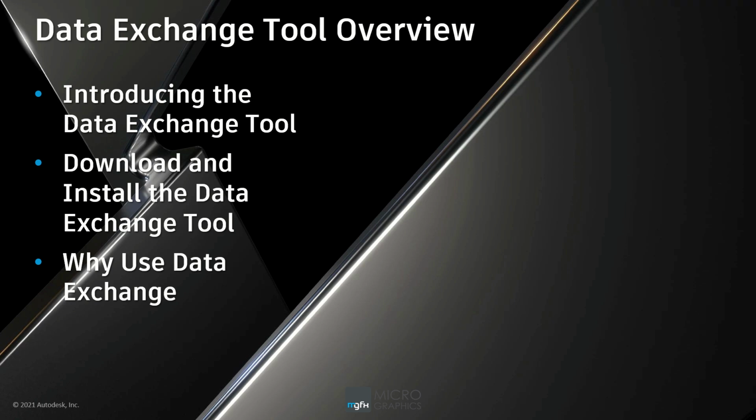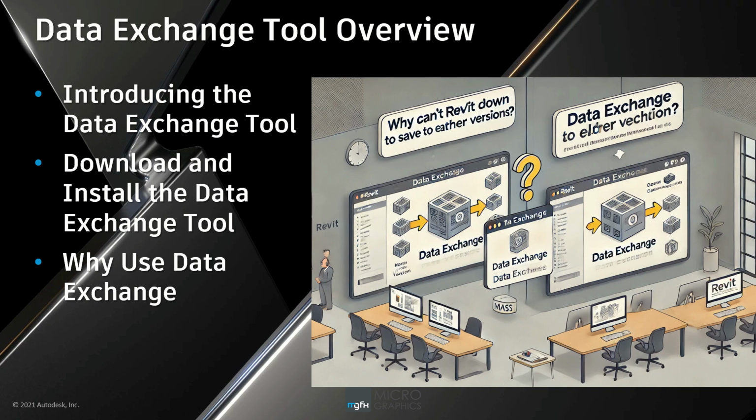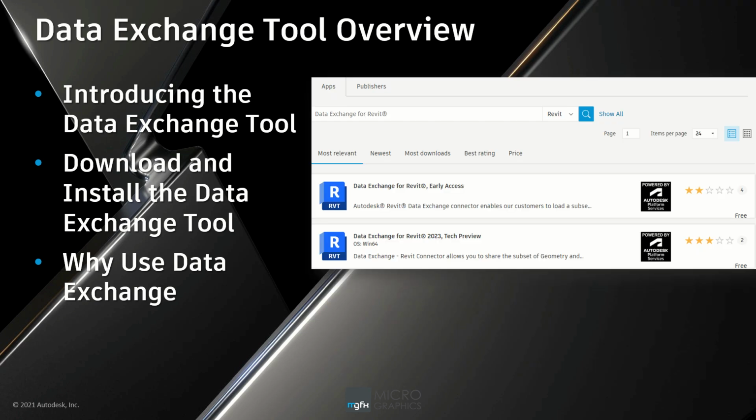The data exchange tool overview. Now that we understand the challenge of version compatibility in Revit, let's look at a feature designed to help. The data exchange tool, which is found in the collaboration tab. Data exchange allows users to export selected elements and metadata as massing elements. This exported data can be shared with team members using earlier Revit versions. First, you will need to install the data exchange tool from your Autodesk App Store. Under the apps, this is available for Revit 2023 to 2025.